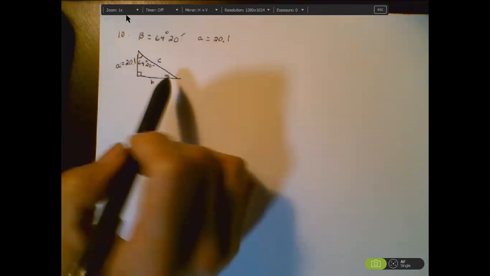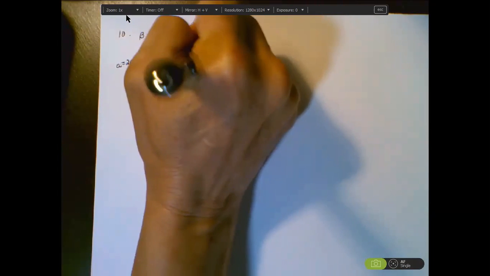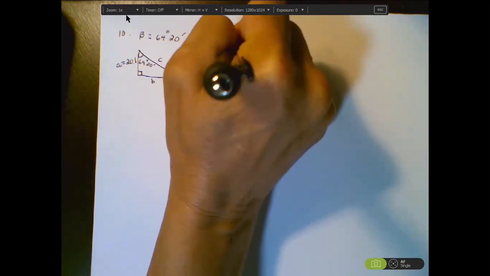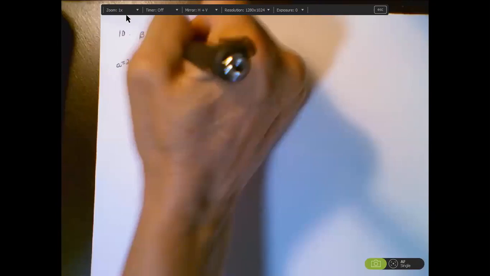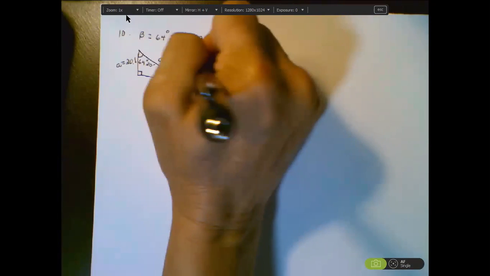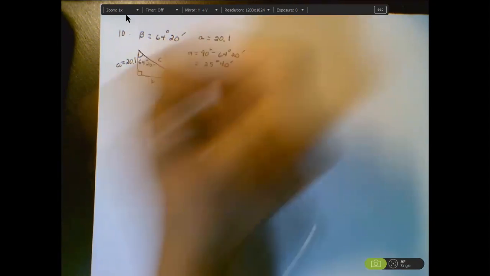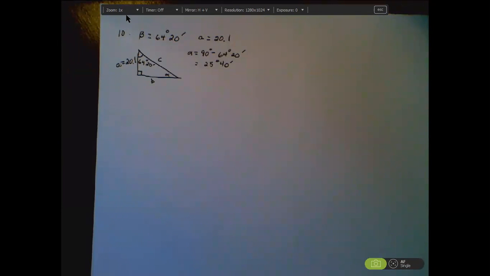Oh, alpha. Yeah, because alpha and beta together have to give me 90 degrees. So alpha is 90 degrees minus 64 degrees and 20 minutes, which is 25 degrees, 40 minutes.